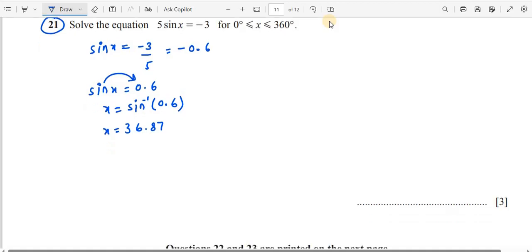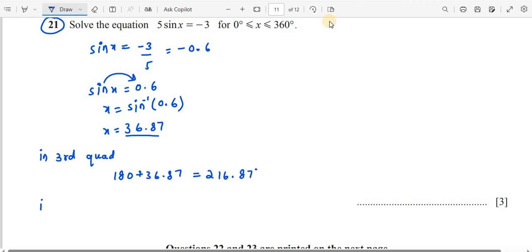So we know that sine is negative in the third quadrant and fourth quadrant. In the third quadrant, it starts from 180. So 180 plus this angle 36.87. So add these values, we get 216.87.